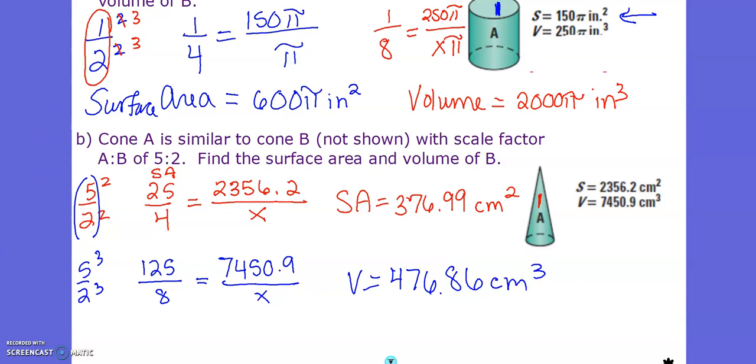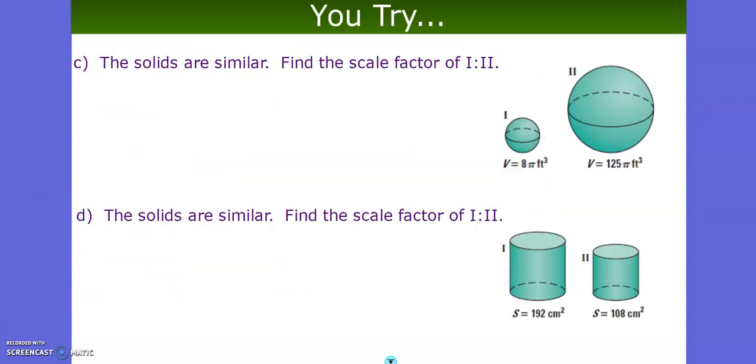There are 2 more Try-Its using the similar solids. The solids are similar. Find the scale factor. Oh, I'm sorry, it says find the scale factor of shape 1 to shape 2. We don't know the scale factor. But you know what? They gave us the volumes, so we'll take a look at it that way.